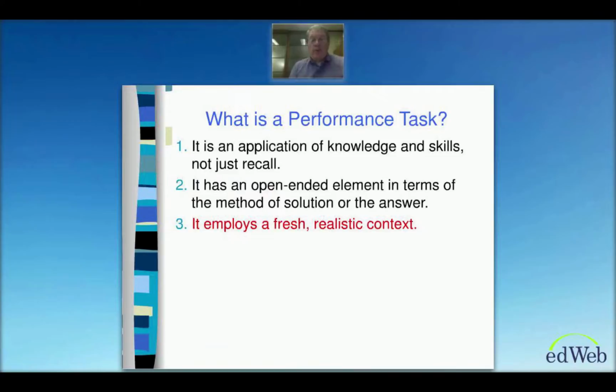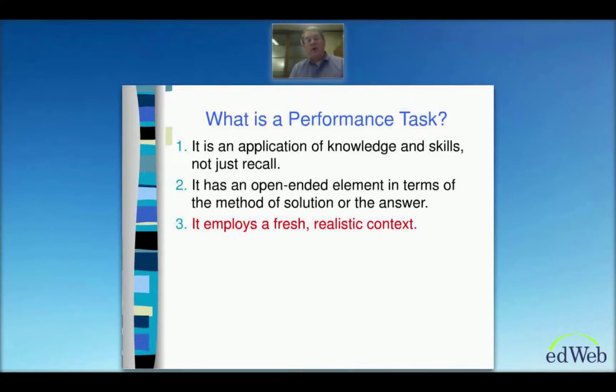Okay, third, performance tasks employ a fresh, realistic context. And the reason for this is we don't want students in a performance task to be drawing on an old mindset. We don't want them to be saying, oh, I've seen this problem before. All I have to do is crank it out. It's fresh in the sense that we want them to reset their mind.